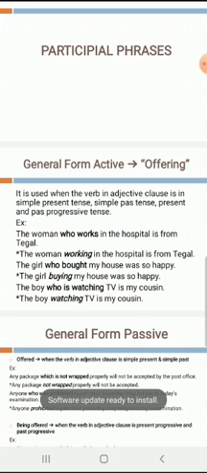To translate it into bahasa is similar. The woman who works, wanita yang bekerja. The woman working, wanita yang bekerja. So if you want to translate it into bahasa Indonesia, it is similar.